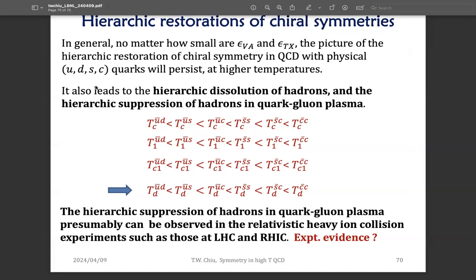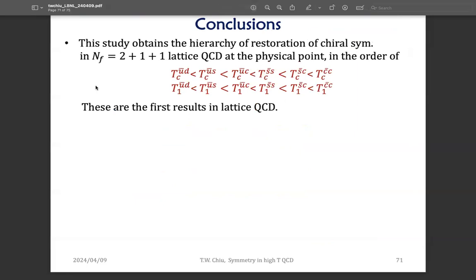Let me conclude, so I can finish in time. To summarize, this study obtains the hierarchy of the restoration of chiral symmetry in the Nf = 2+1 lattice QCD at the physical point, in this order. This is numerically obtained, and the ordering of these two is completely unexpected. These are the first results in lattice QCD.